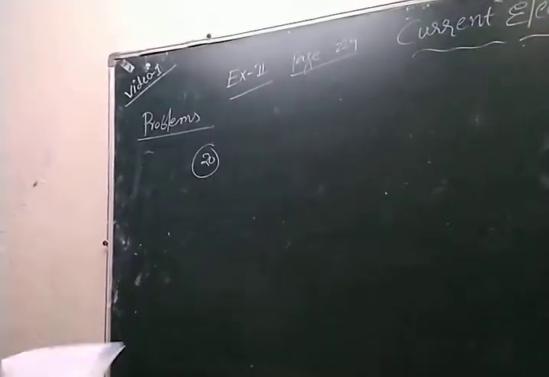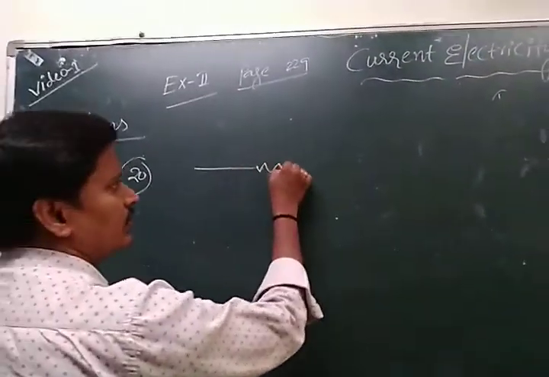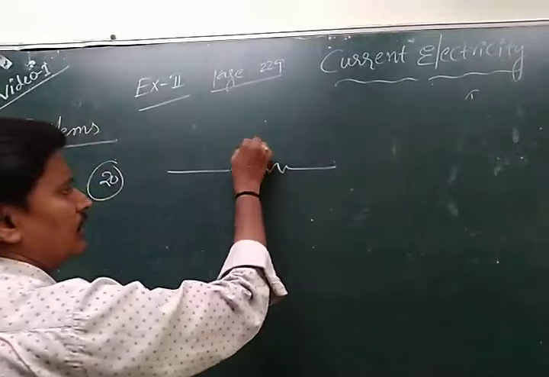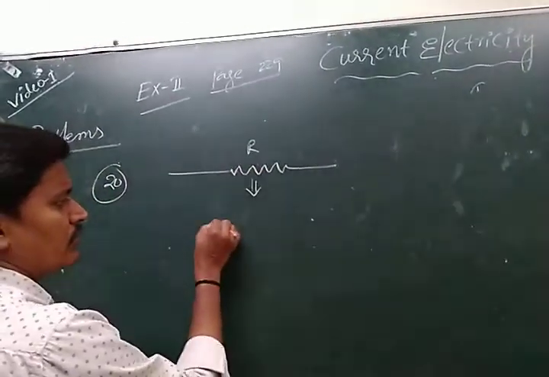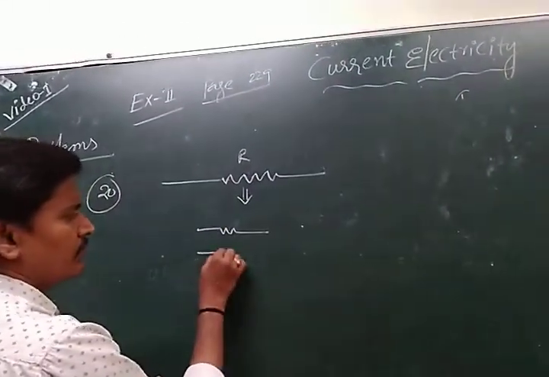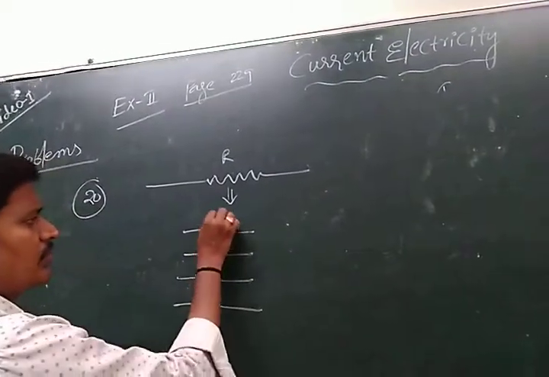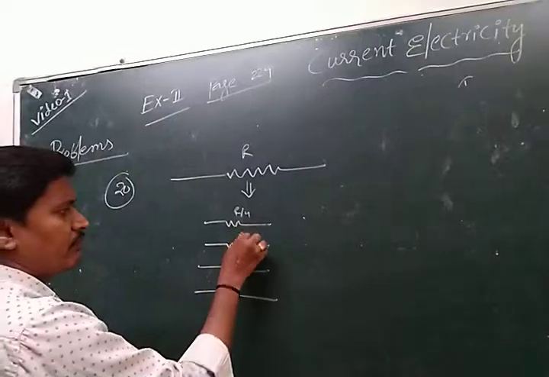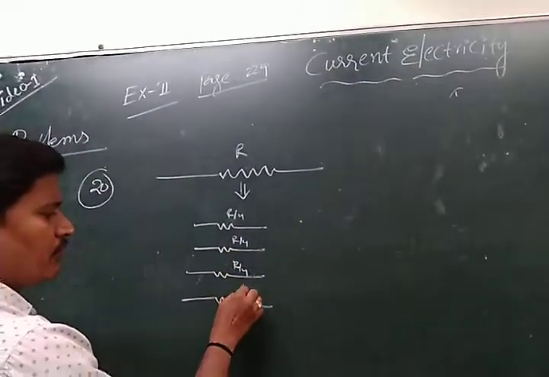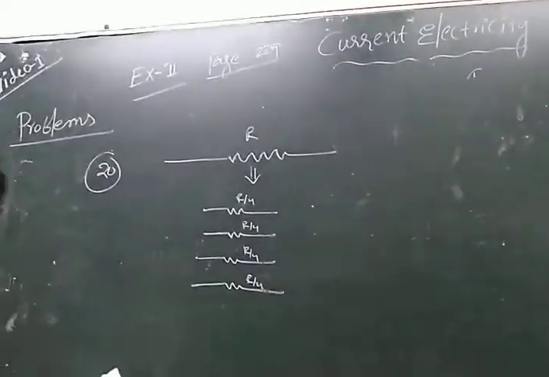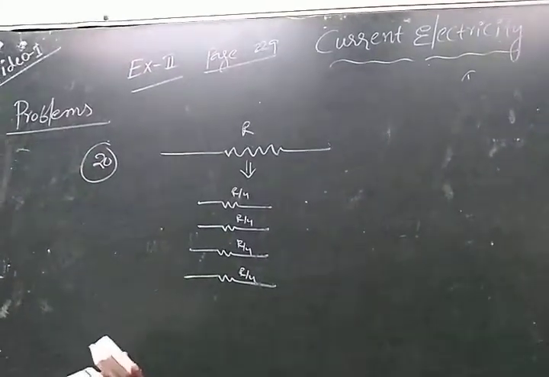A wire of resistance R is cut into 4 equal parts. So this is the first one, second, third. Each part is R by 4, R by 4, R by 4, R by 4, and they are forming a bundle together.